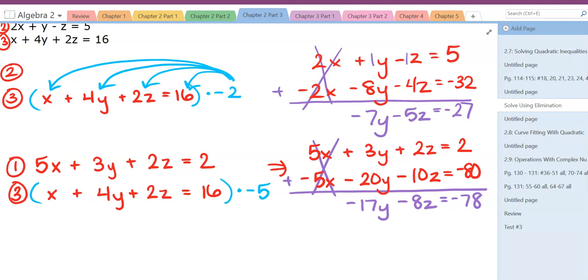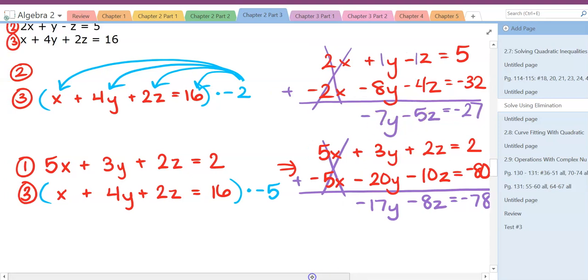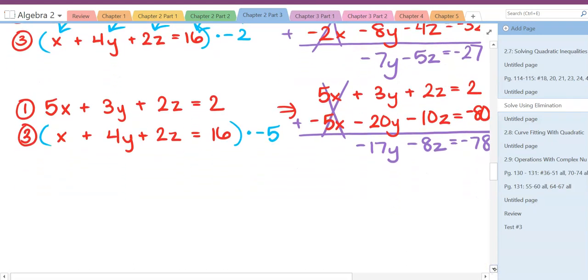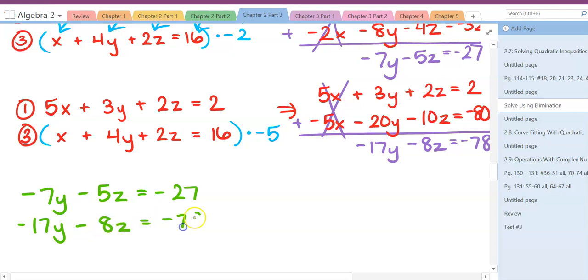So we've done this so that we can get two new equations that only have two variables. This is going back to what we did yesterday. When you're solving something with two variables, you just have to try to get rid of one of them. So I'm going to take these two new equations here and stack them like we did before so that we can work with those two to try to eliminate some stuff here. So I'm going to bring down that negative 7y minus 5z equals negative 27, negative 17y minus 8z equals negative 78.